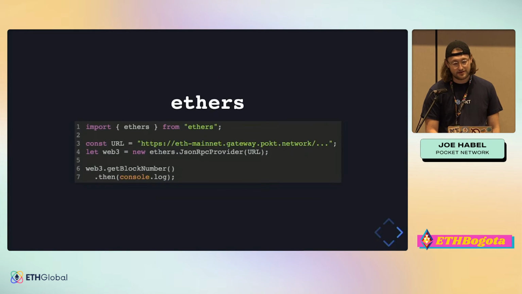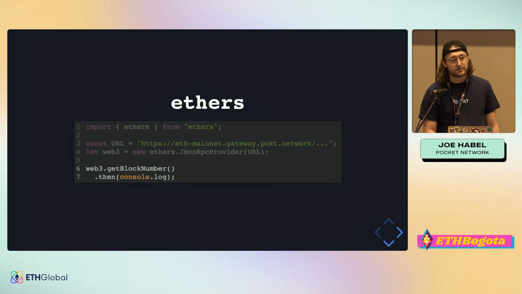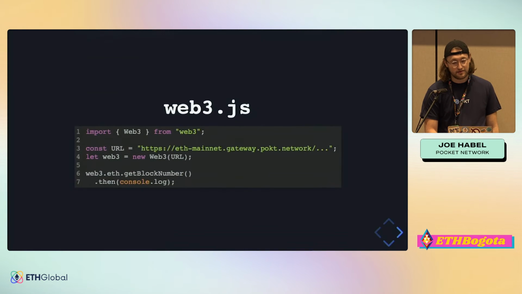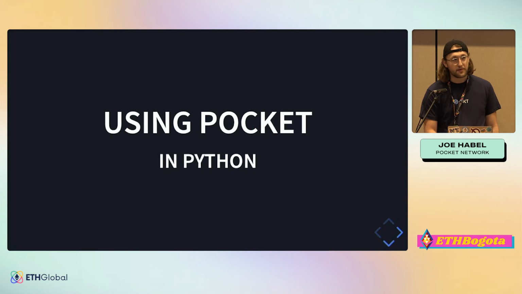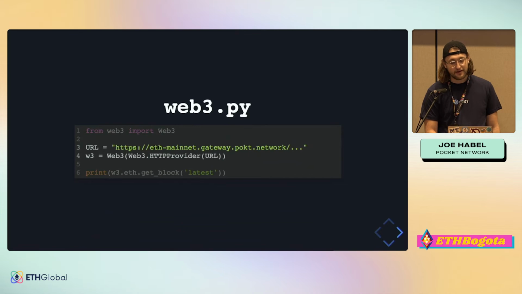So now, let's say you're using Pocket in a JavaScript front end. In Ethers, it's as simple as specifying your URL and initializing it in their JSON RPC constructor, and you're good to start making queries directly to the chain. What about Web3.js? Just as easy. Take that URL and start using it right on the chain. What about in Python, if you're building something that lives in the back end? Take that URL and drop it into Web3.py's constructor, and you're good to start querying that chain.